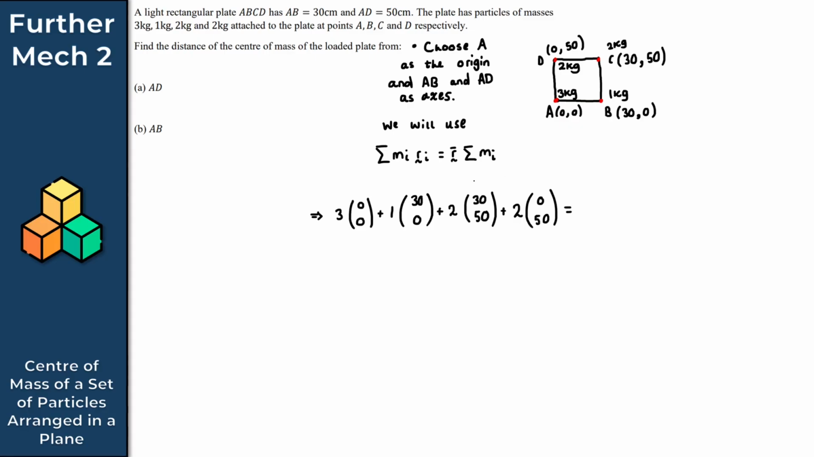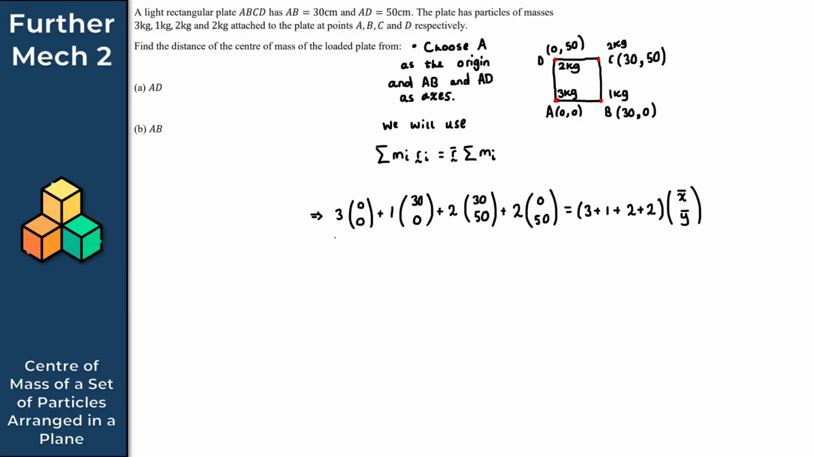So for the right-hand side then, let's just begin by summing the masses here. So what do we get then? I get 3 plus 1 plus 2 plus 2, right? And what we do here then is we multiply this by r bar, right? And r bar here is just simply the column vector (x bar, y bar). Perfect, okay?